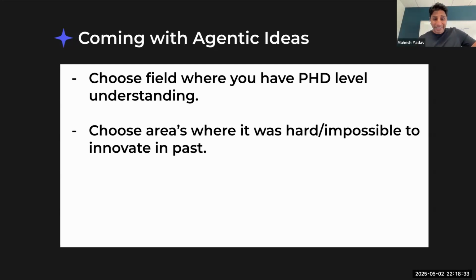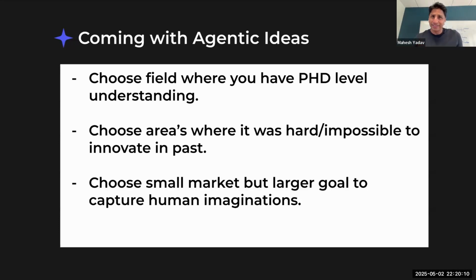Second, this is the idea that we were talking about earlier, that there are a lot of things that were hard or impossible earlier to build, but now they are possible because it's so easy to build. A lot of scenarios where there was no ROI earlier, now there is an ROI because the cost of building and cost of shipping has gone so low that now you can target those ideas. Think about those things. And last thing, choose small markets, but have a larger goal.